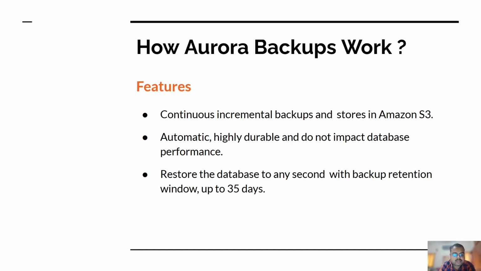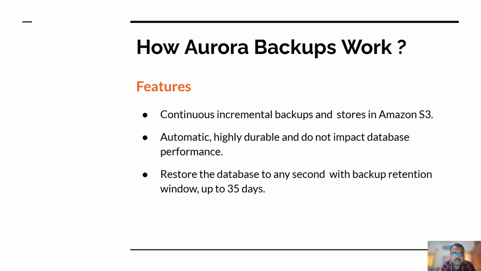Amazon Aurora continuously backs up the data. It uses continuous incremental backups, which means only changes are backed up instead of full snapshots. So it is something like, only the changes which are made to the database are stored and backed up. These backups are automatically stored in Amazon S3 and are highly durable. As we know, S3 is a highly durable and highly available service, so the Aurora backups are stored in Amazon S3.